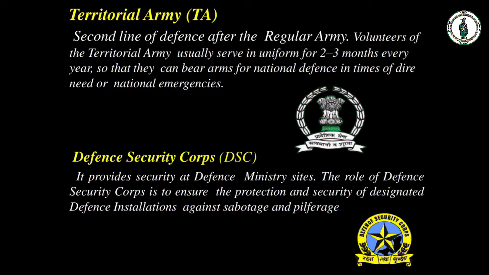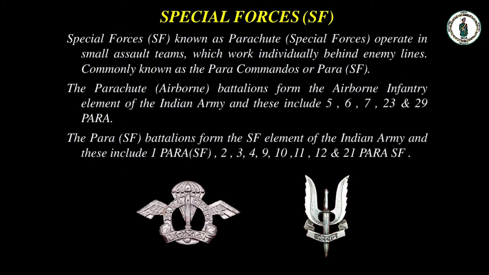Now let us at the end discuss the Special Forces of the Indian Army. So the Special Forces of the Indian Army is the Parachute Regiment, and these operate in small assault teams and they work individually behind the enemy lines. So the Parachute Regiment of the Indian Army is divided into two parts. The Para, that is the Airborne Infantry, and the second is Para SF.